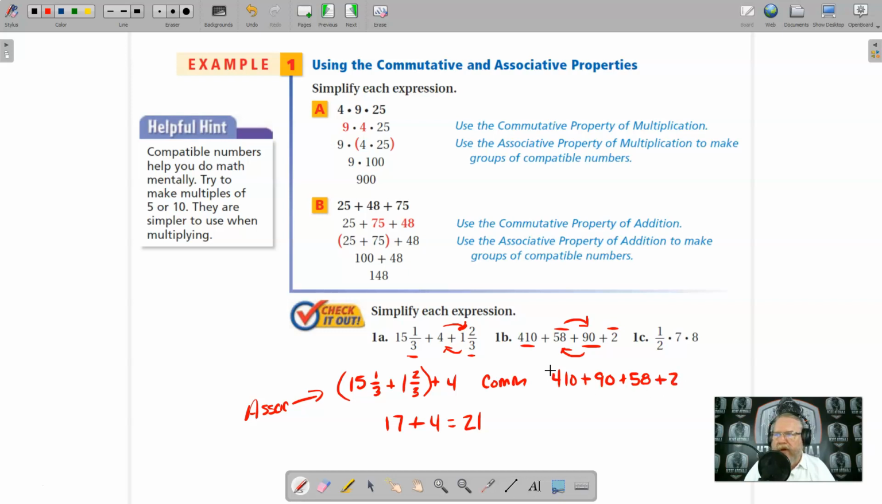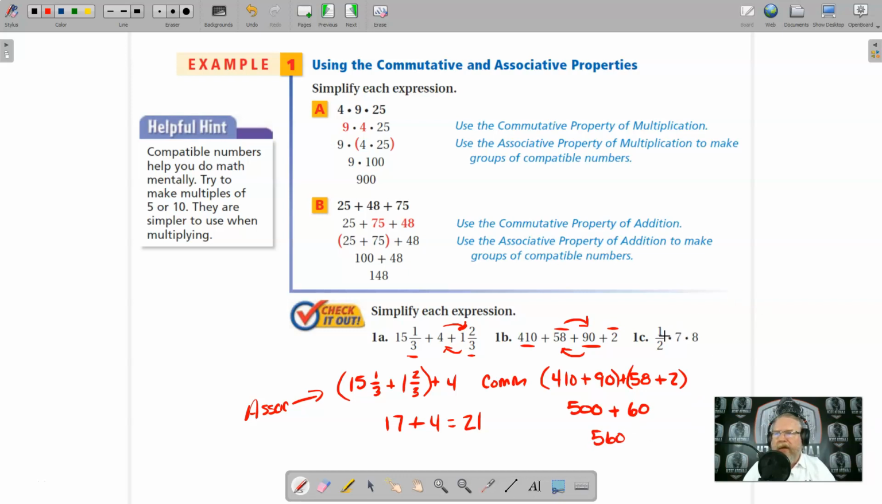Now this works out really well because I can group the 410 plus the 90 and the 58 plus the 2. This is the associative property, right? So first step was commutative property. They change positions. The second step is group them. That's the associative property. Now I've got something real easy here. 410 plus 90, well, that's 500, right? And the 58 plus 2, well, that's 60. And 500 plus 60 is 560.